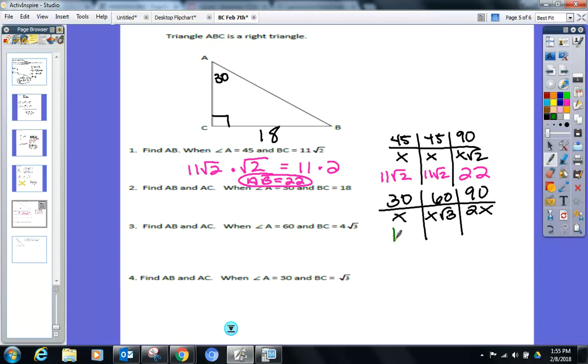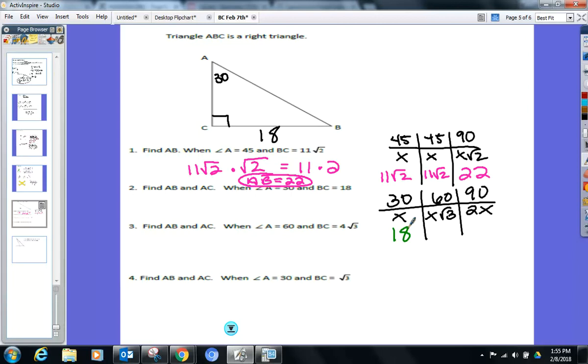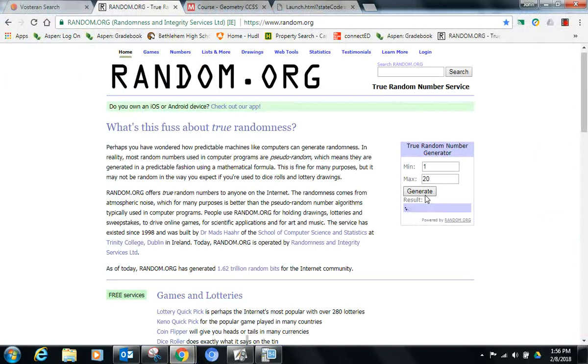I always fill out the rest of the table, then answer the question. So what should go in my 60 degree column then? What's across from the 60? 12?